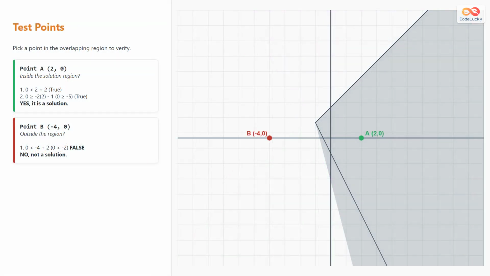It is always a good idea to verify your result. Let's pick a point clearly inside the overlapping region, like the point (2, 0). If we plug x equals 2 and y equals 0 into both original inequalities, we see that both statements are true. However, if we pick a point outside the overlap, like (-4, 0), it might satisfy one inequality but fail the other. A true solution must work for both.